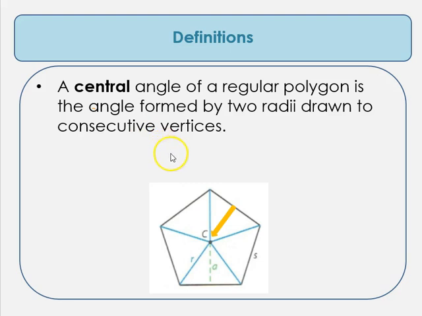A central angle of a regular polygon is the angle formed by 2 radii drawn. So when we draw 2 radii in our polygon, we create a central angle, and that will be the angle that is in between the 2 radii.